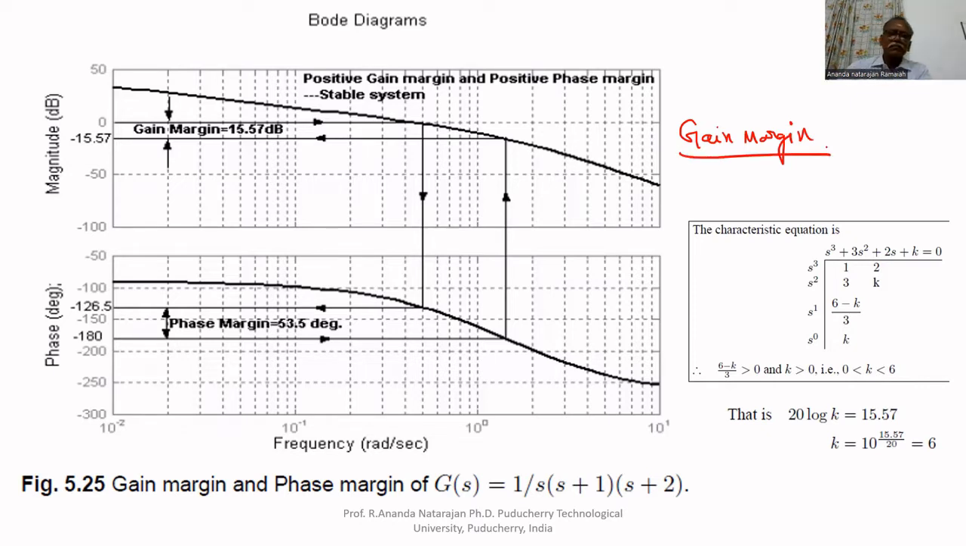Gain margin is the amount of open loop static gain that can be increased so that the system will be on the verge of instability. That is called gain margin. In Bode plot, we can find the gain margin in decibel scale.